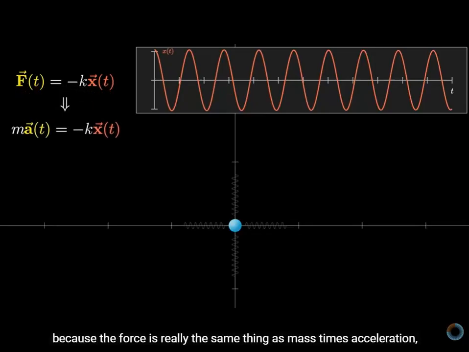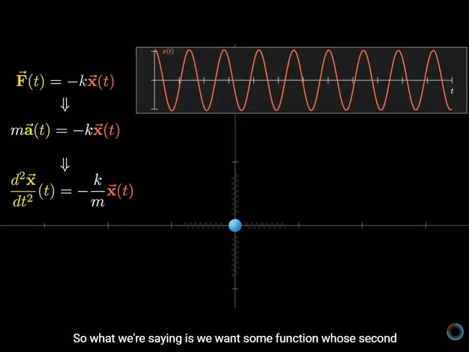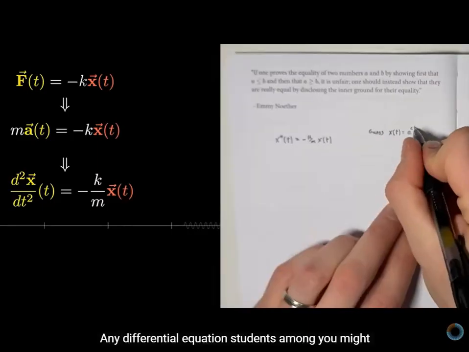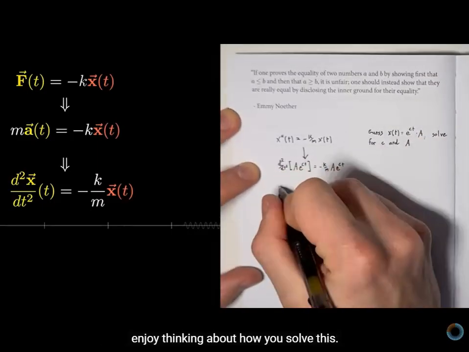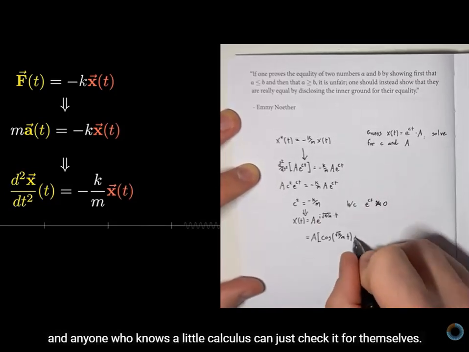Because the force is really the same thing as mass times acceleration, and the acceleration is the same thing as the second derivative of that displacement. So what we're saying is we want some function whose second derivative looks like a certain constant times that function itself. Any differential equation students among you might enjoy thinking about how you solve this. I won't go over the full details, but the answer is reasonably intuitive, and anyone who knows a little calculus can just check it for themselves.